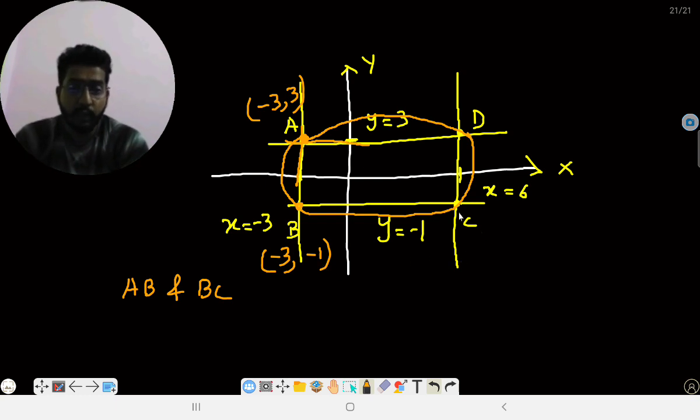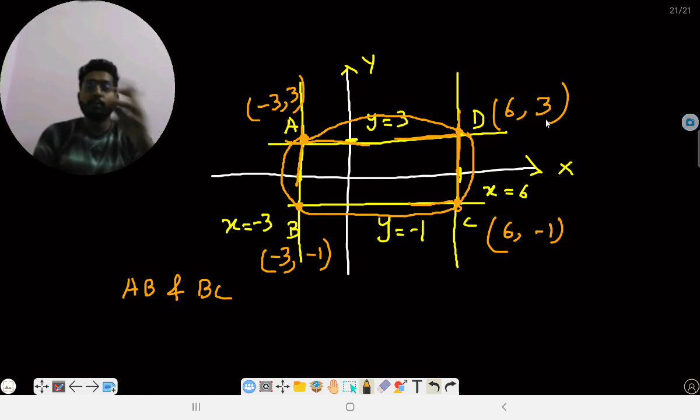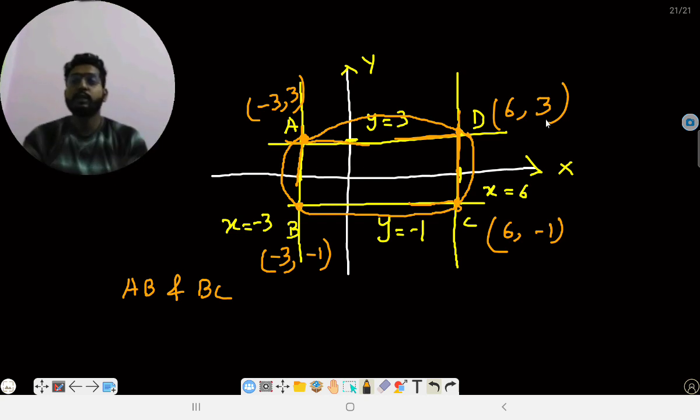Done. Now next is C. Look here, this line is x equals 6 and this line is y equals minus 1, so C is 6 comma minus 1. Now the D point, look properly. This is x equals 6 and this is y equals 3, so D is 6 comma 3. So you have got the vertices of the rectangle.